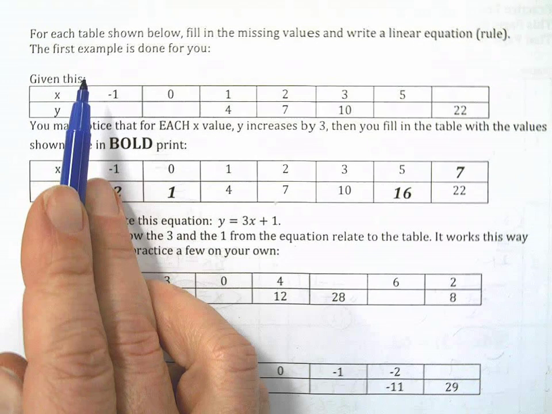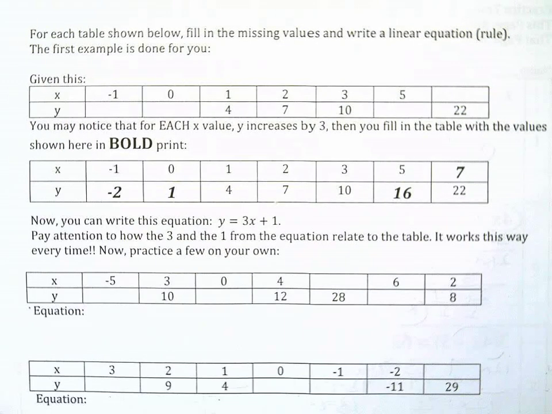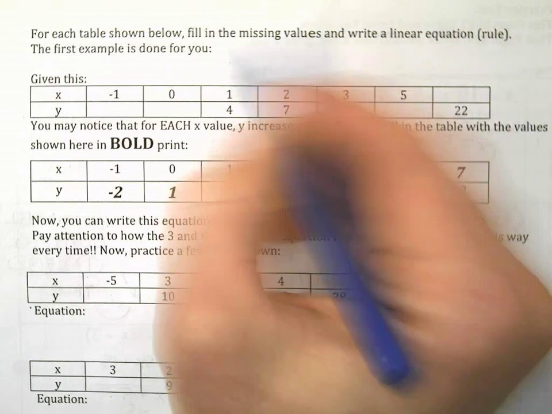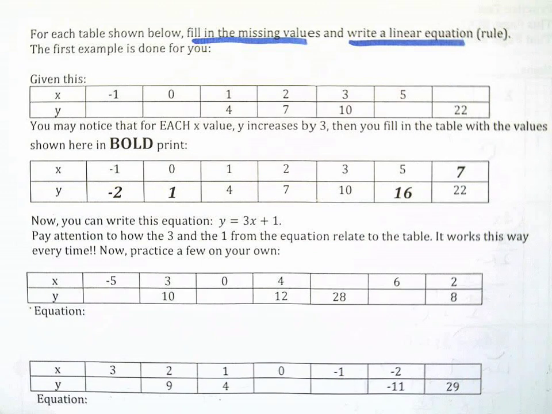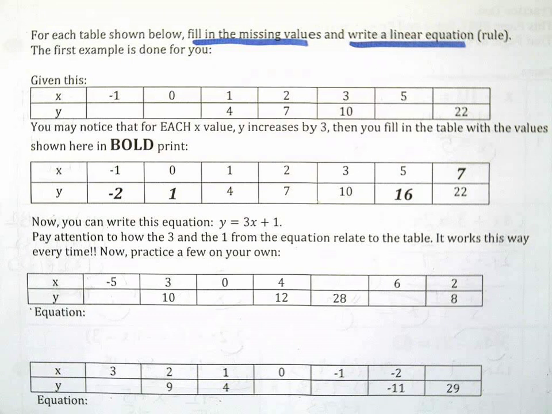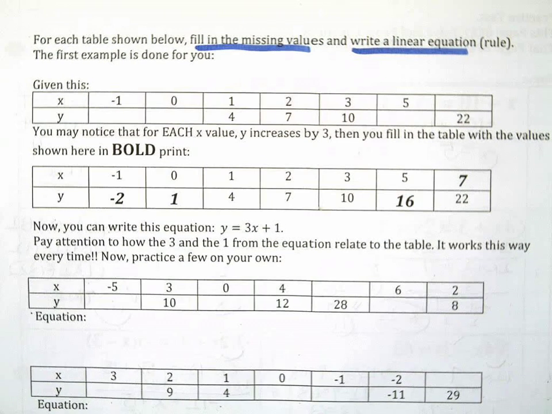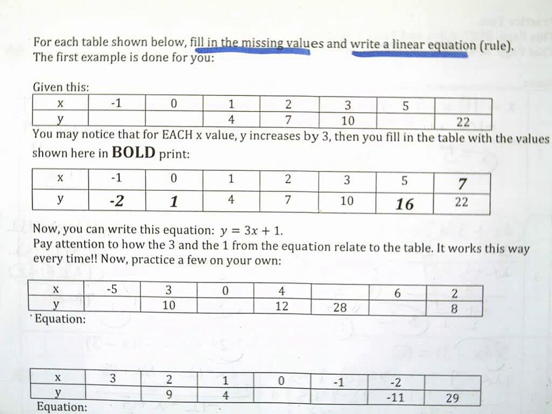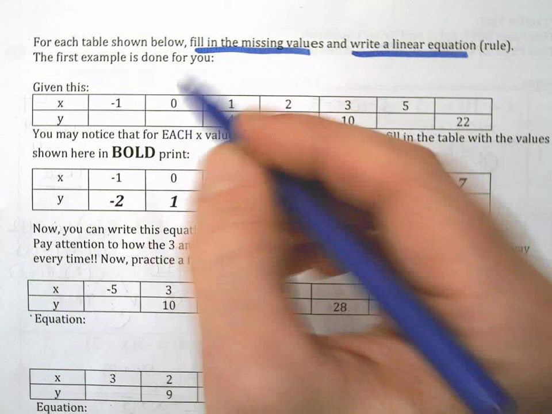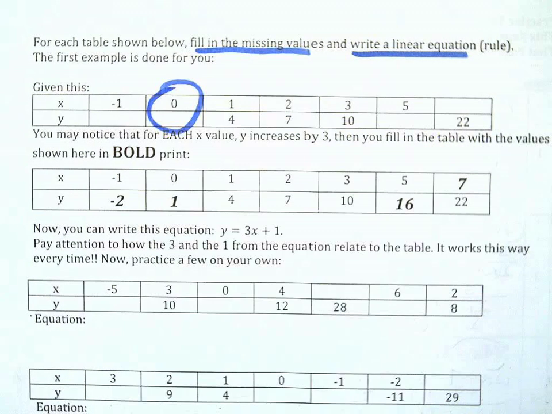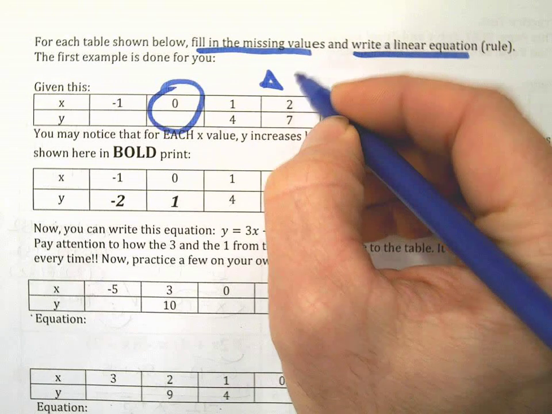Okay, so we're working on these tables. Fill in the missing values. Write the rule. First thing you should notice is it does not matter what you do first. Why not write the equation first and then fill in the table? That's what I'm going to teach you how to do right now. Here's what you need to write the equation. You need that value, and you need to know how much things are changing.